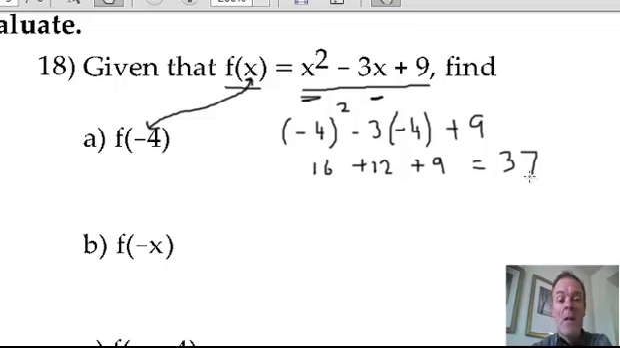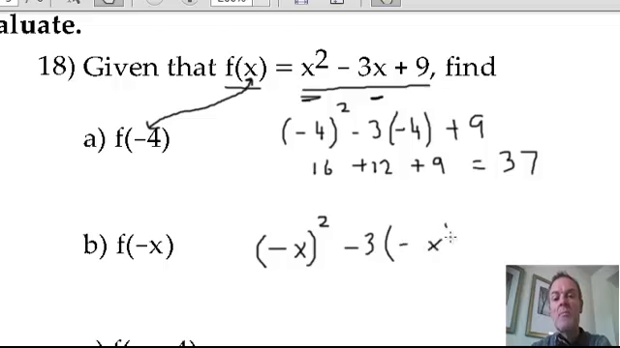Okay, right, the next one. This is saying replace the x with a negative x, not with a number, but with the same letter but a different sign. I'm going to do the same thing again. X squared is now negative x squared because I replaced that x with negative x. Minus 3, again replace the x with negative x, and still plus 9. Now, a negative x squared will just take you back to positive x squared, because two negatives make a positive. Negative 3 times negative x is positive 3x, and then plus 9, and that, folks, is the answer.